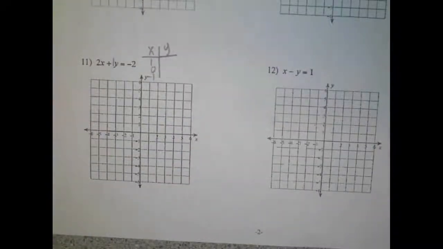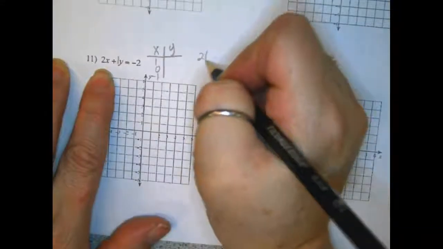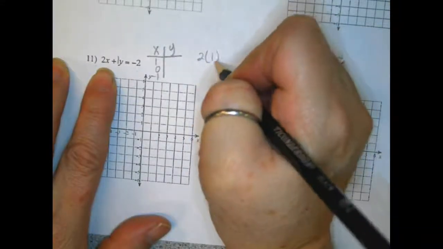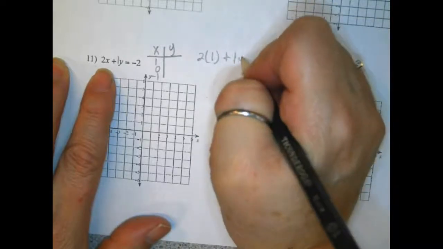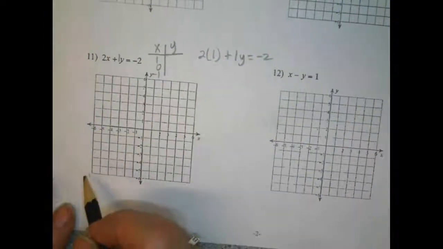All right? So I'm going to write 3 equations. My first one, x is going to be 1. So let's write it. 2 times 1 plus 1y equals negative 2. What's my second equation going to be? Write it down here.